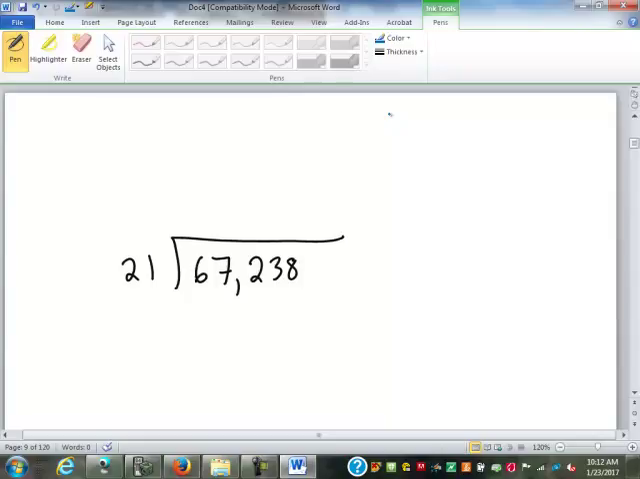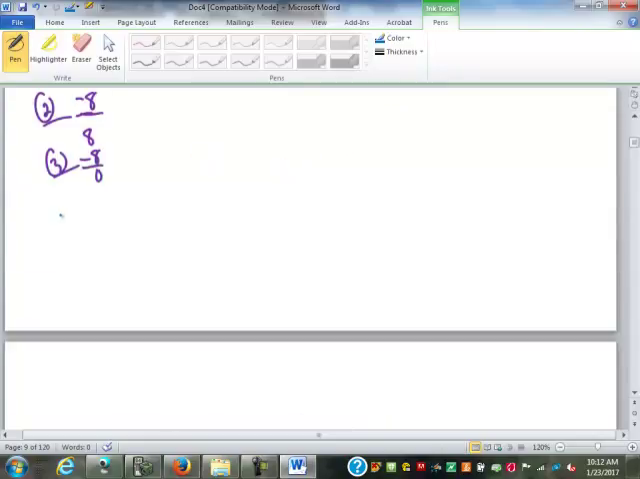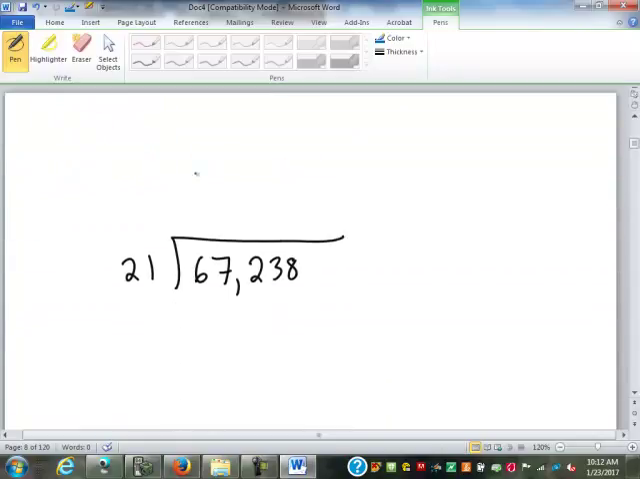Well, we just said up here that division is repeated subtraction. So what this is asking is, how many times can I subtract 21 from 67,238? Well, I'm not about to start subtracting 21 from that. I don't have that kind of time.